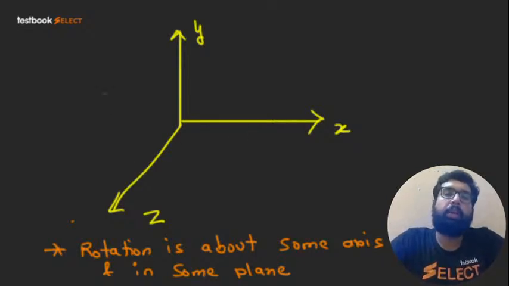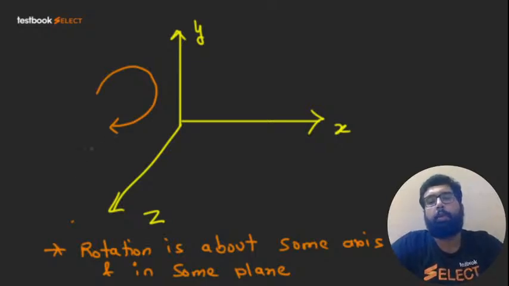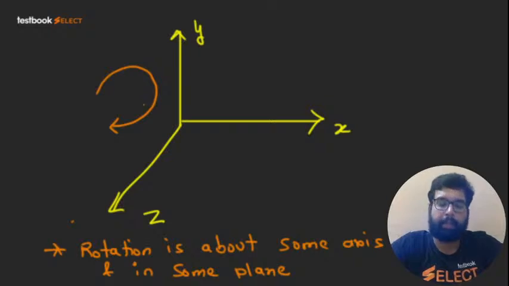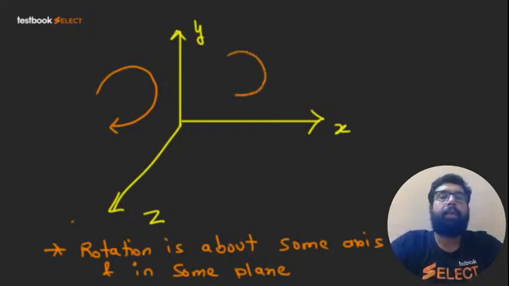Now, if the rotation happens about x, it is like this. That means the rotation is taking place in the yz plane. Similarly, rotation happens about z. That means the rotation is taking place in the xy plane.